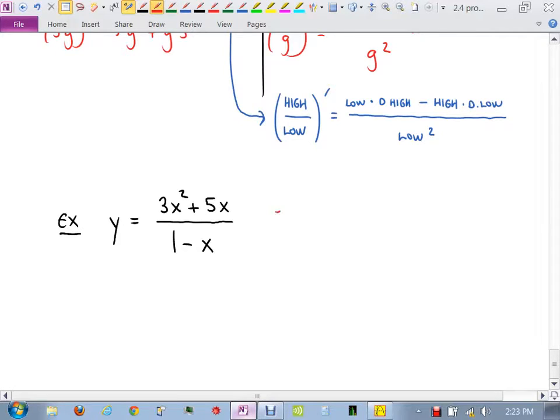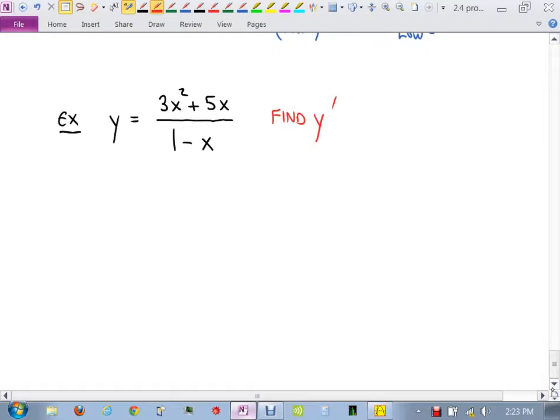Find y prime. And I'm not saying simplify, just find y prime. So do you have a quotient here? Do you have division? Yes. So you have your division here. You have an f on top and a g on the bottom, don't you? So the derivative is going to be, let's try and remember it, f prime g minus g prime f all over g squared.